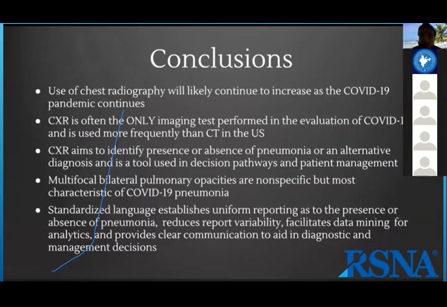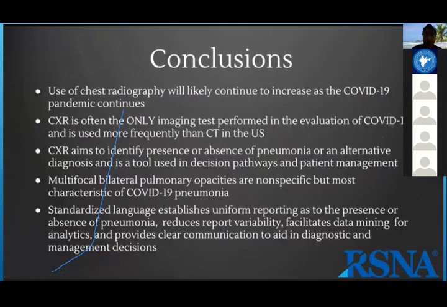Multifocal bilateral pulmonary opacities are non-specific, but most characteristic of COVID-19 pneumonia. Standardized language establishes uniform reporting as to the presence or absence of pneumonia, reduces report variability, facilitates data mining for analytics, and provides clear communication to aid in diagnostic and management decisions. This is actually the conclusion given by the RSNA.